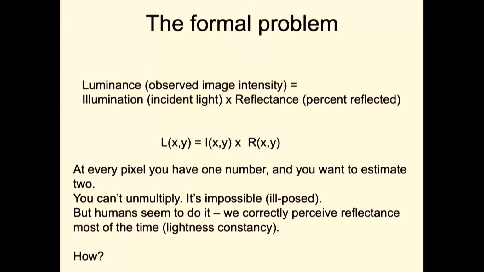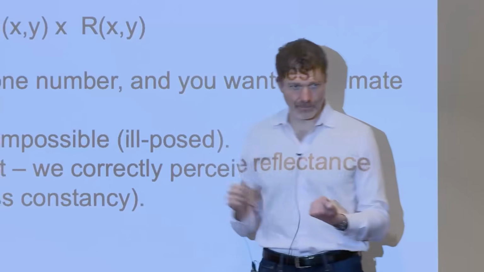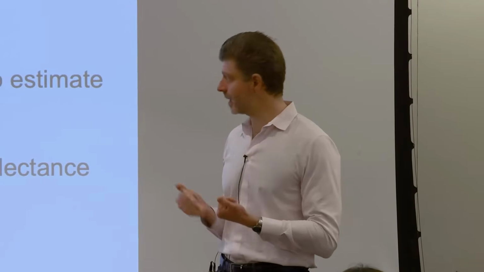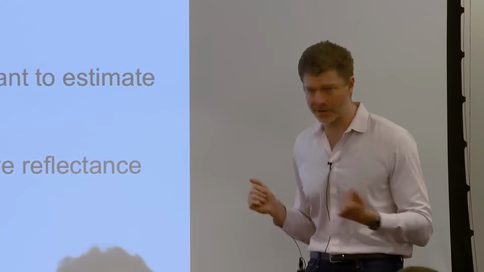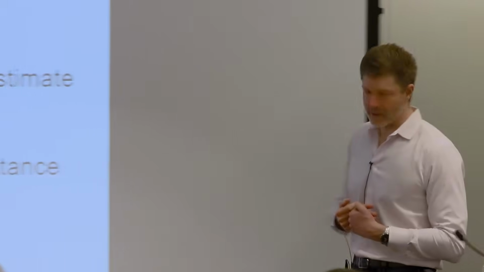So the problem here is that we would like to estimate R. All right? The idea is that reflectance is an important property of objects, tells us about what they're made of. So we'd like to estimate that. What we observe is L. Okay, L is the product of these two variables, and you don't know I either, right? So I and R are unknown. Okay, so it's ill-posed, right? You've got one equation, two unknowns. So the question is, how can we do this?